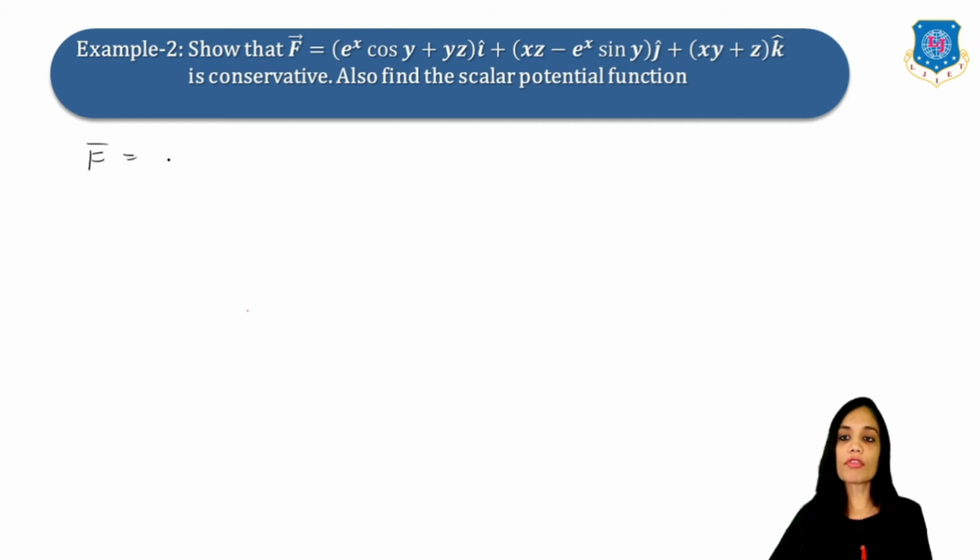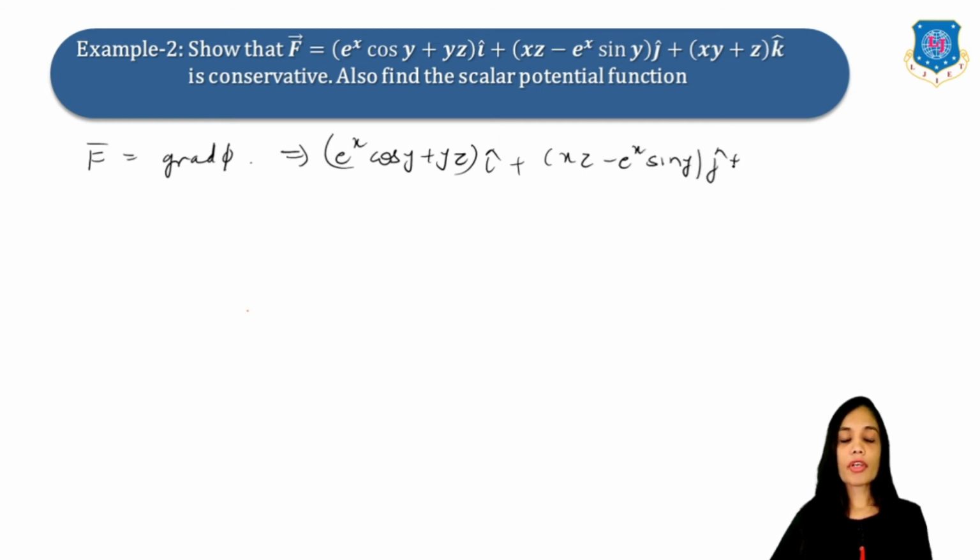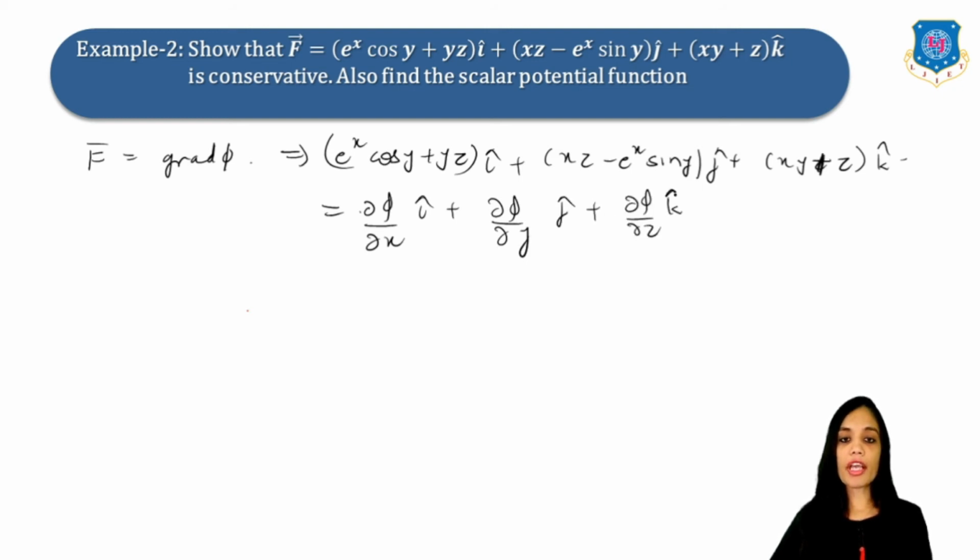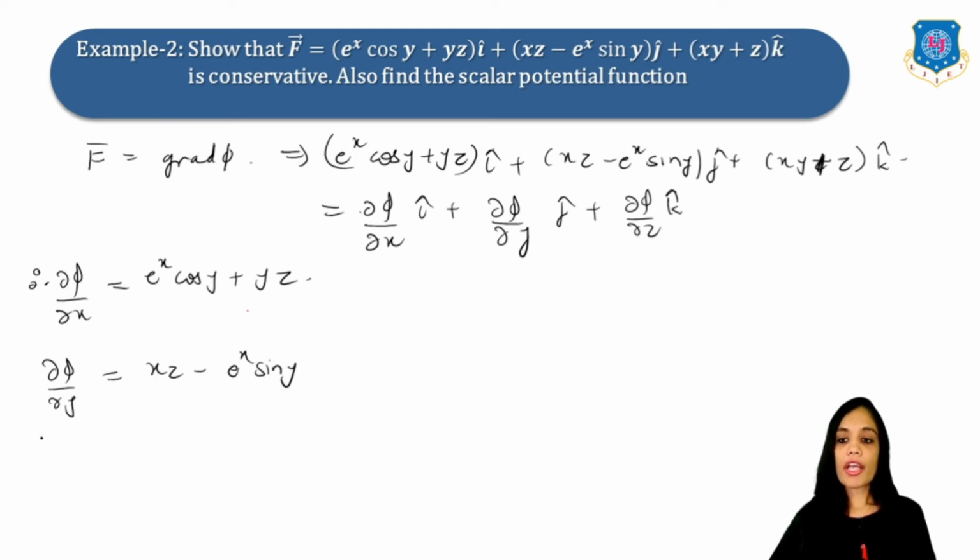So we know that F bar is equal to grad phi if our F bar is conservative. So we can write F bar as (e^x cos y + yz) i cap + (xz - e^x sin y) j cap + (xy + z) k cap. This is equal to grad phi, meaning del phi by del x i cap, del phi by del y j cap plus del phi by del z k cap. Just compare these two. Therefore, del phi by del x will be e^x cos y + yz, del phi by del y will be xz - e^x sin y, and lastly, del phi by del z will be xy + z.